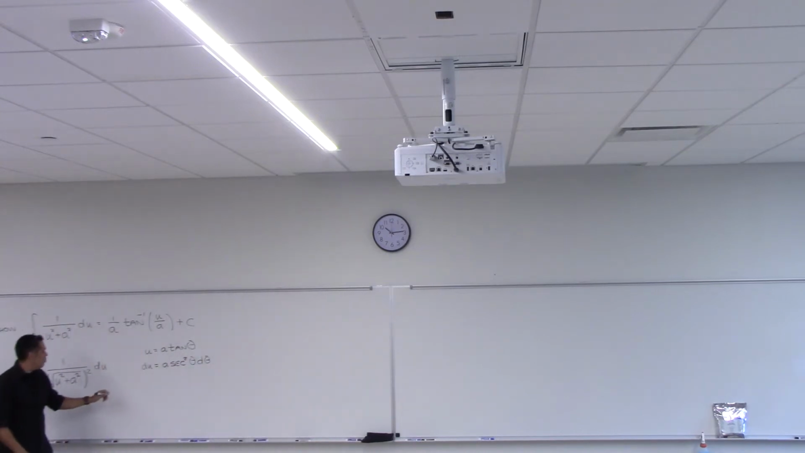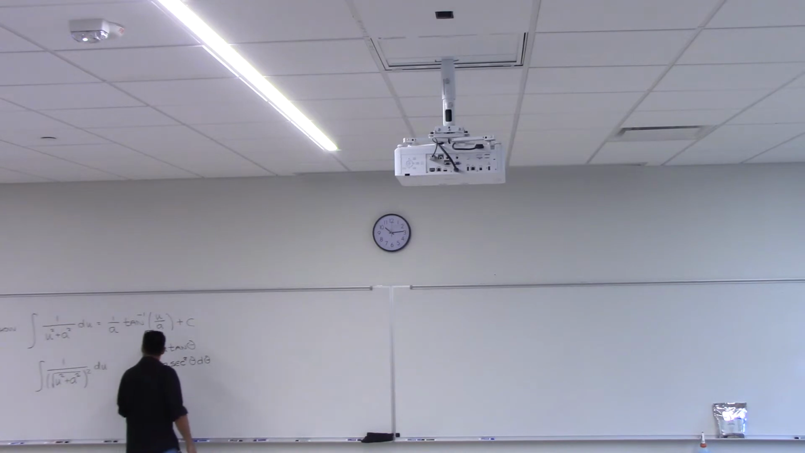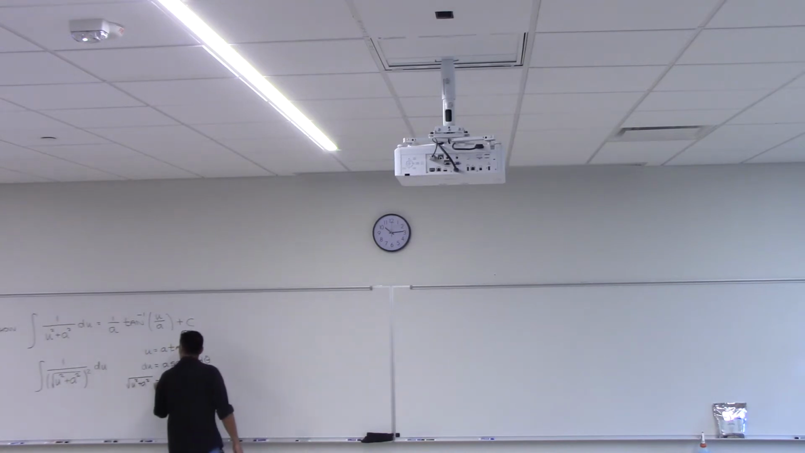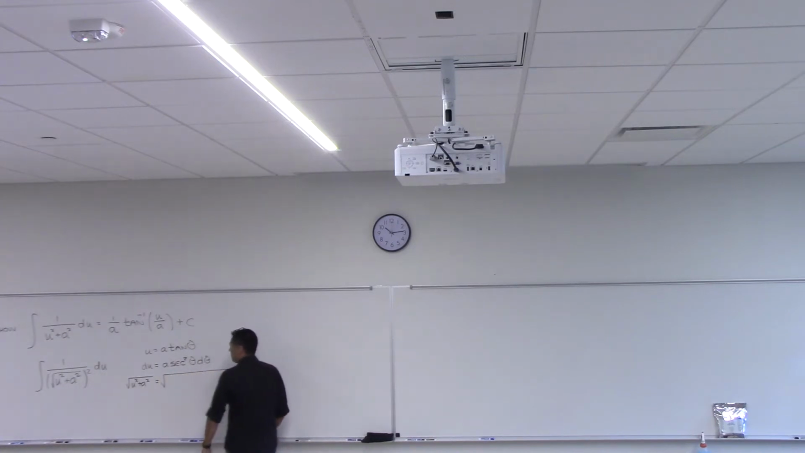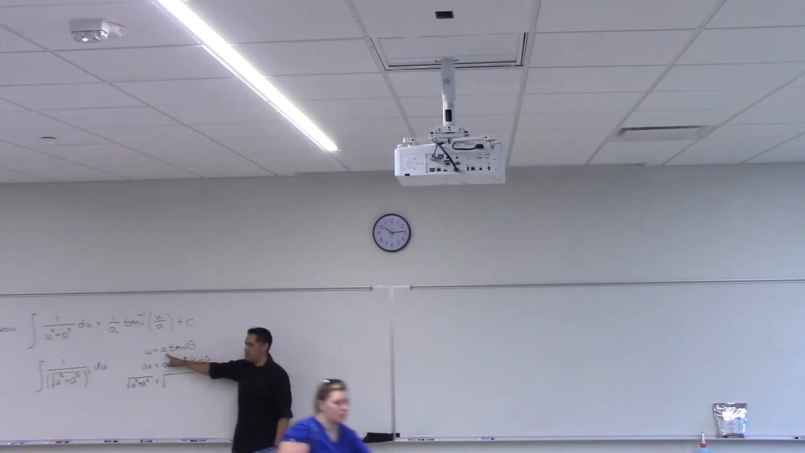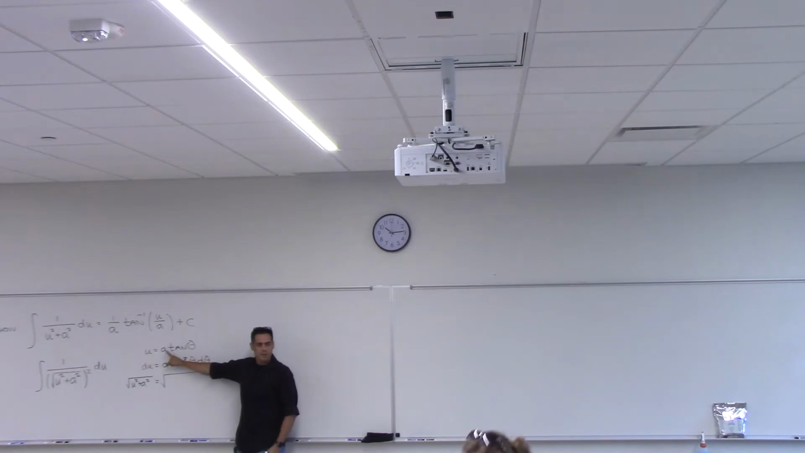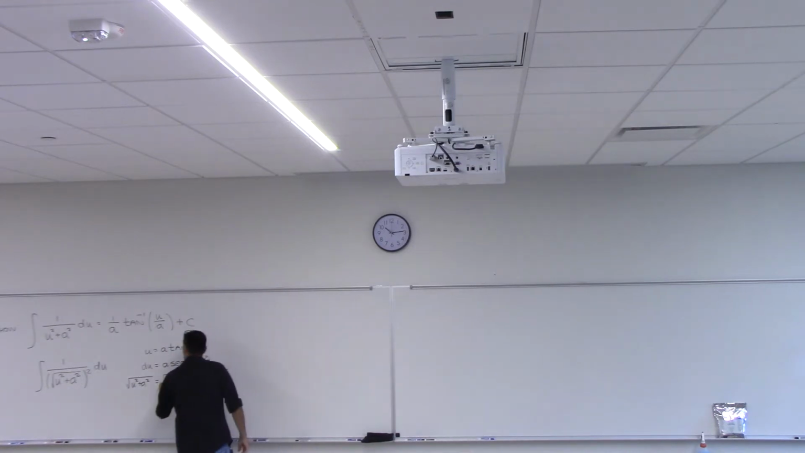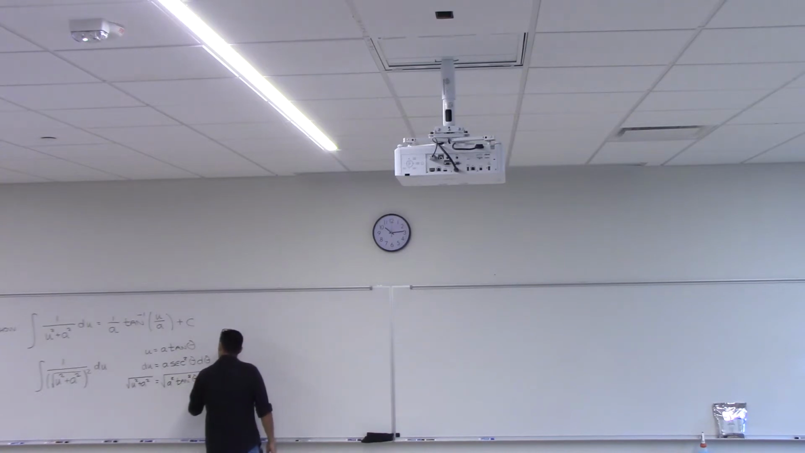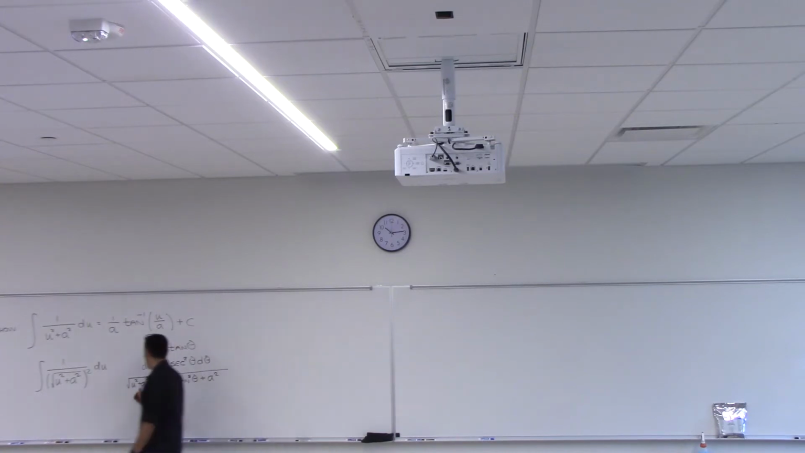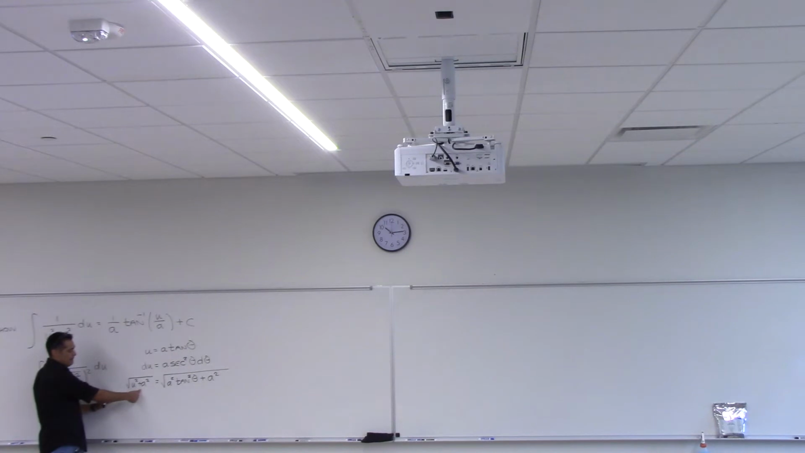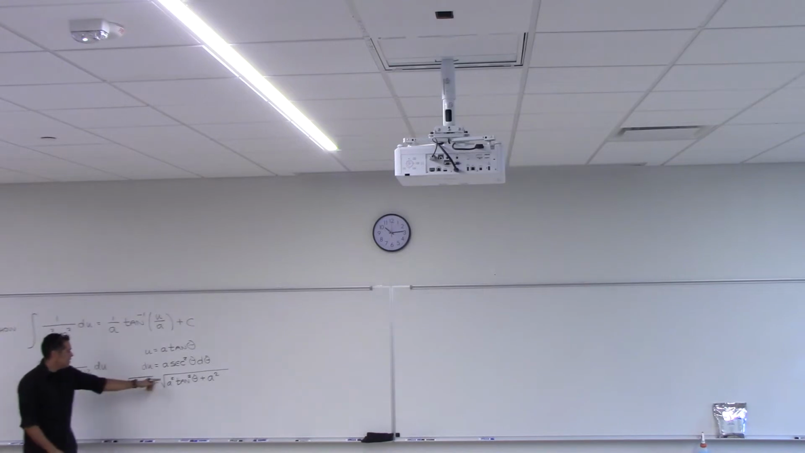And then we have to figure out what the square root of u squared plus a squared becomes. So that's the square root of, let's see, u is this, so that squared: a squared tan squared theta plus a squared. So all I've done here is rewritten this. Any questions so far? Everyone's okay? What do I do here?